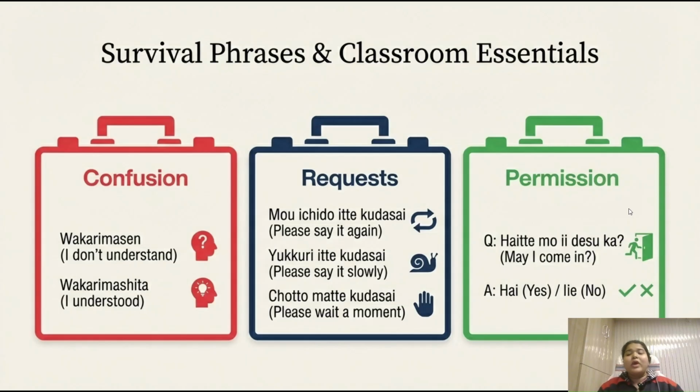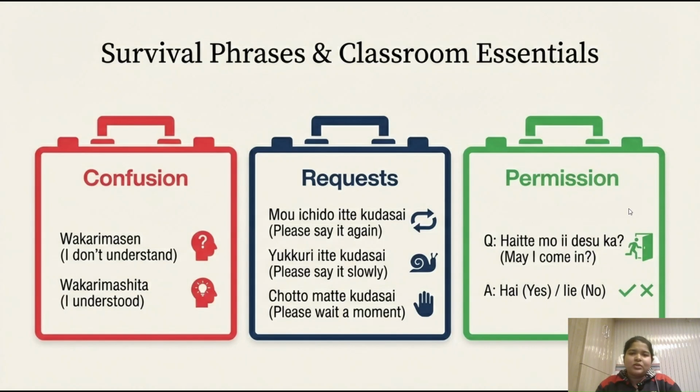So when you want to enter the room, what are you going to say? You are going to say haitte mo ii desu ka? Haitte mo ii desu ka? And if the host is allowing you, he's going to say hai, haitte mo ii desu.